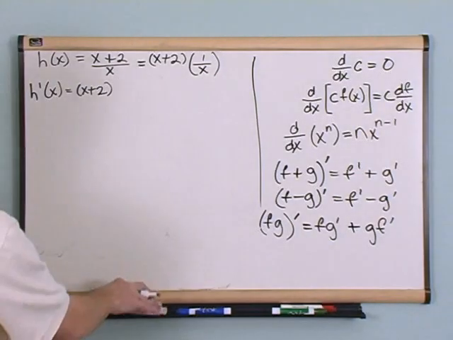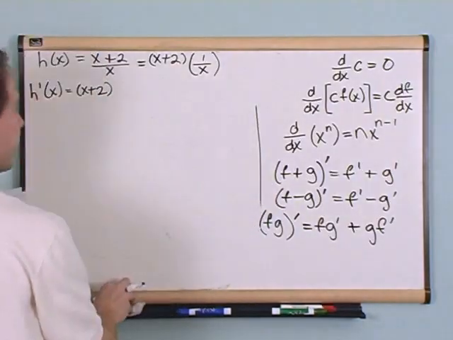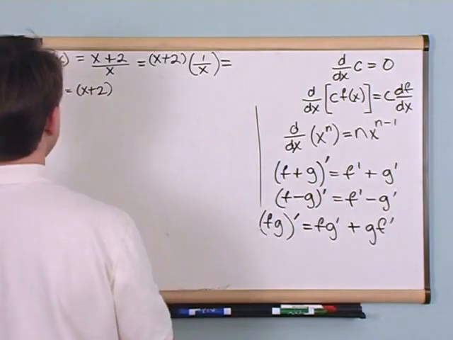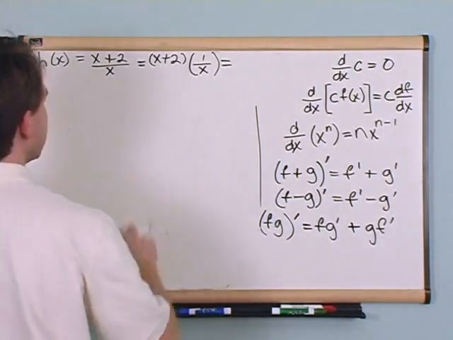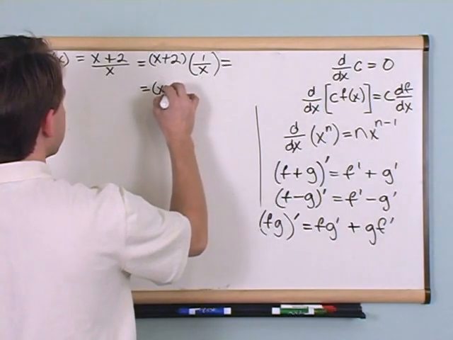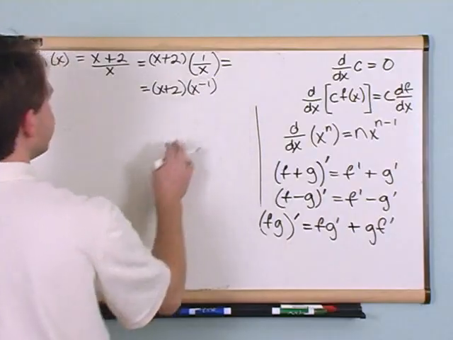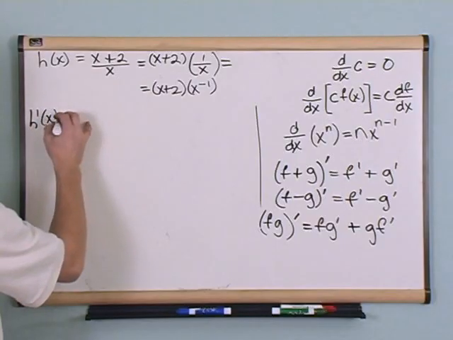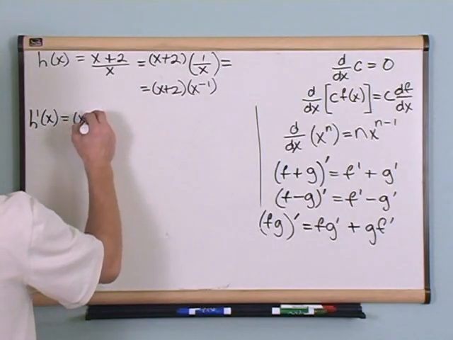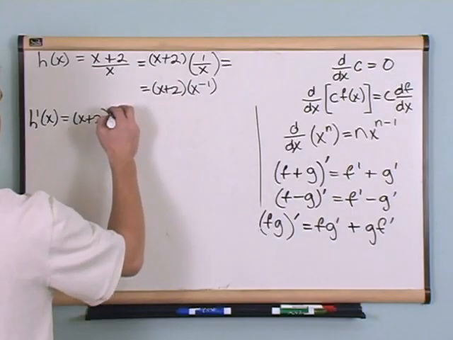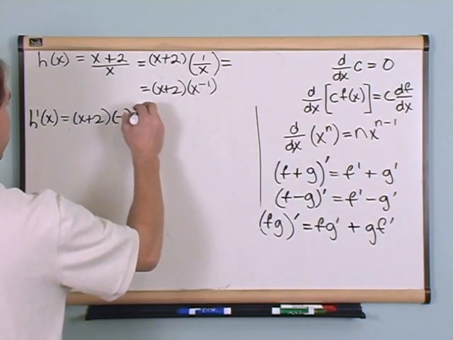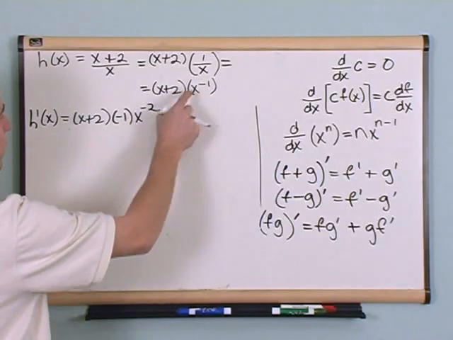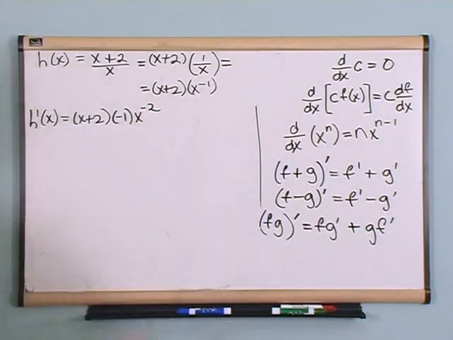But the problem here is that doesn't look like you know how to take the derivative of it. So you can further rewrite this, and let me just do it more clearly here. This is simply equal to x plus 2 times x to the negative 1. I'm just rewriting that as x to the minus 1. So if I'm taking the derivative, okay, I can say it's the first, x plus 2, times the derivative of the second, which is minus 1 times x to the minus 2. Negative 1 comes out times x, and then the exponent is negative 1 minus 1, gives me negative 2.